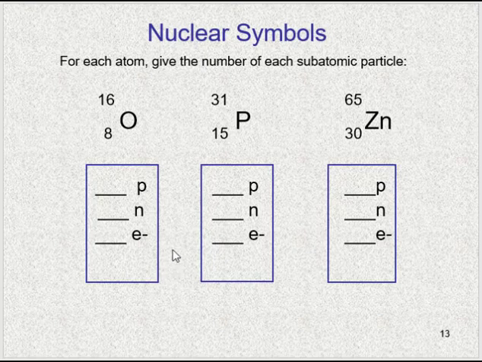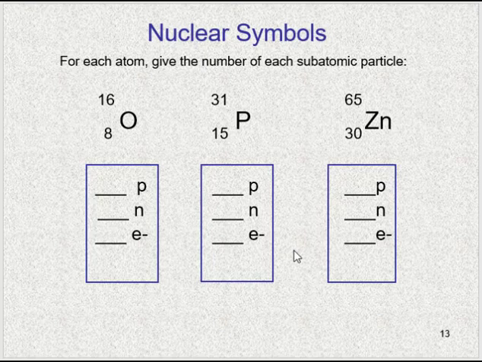Now this next problem. We know that our atomic number represents protons, so we have 15 protons. And 31 is our mass number, so we have 16 neutrons. We still haven't been indicated about a charge, so we'll assume that it's the same as protons. So we have 15 electrons. So our number is 15, 16, 15.